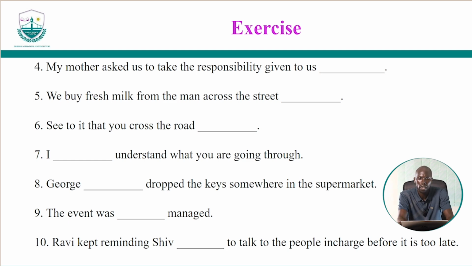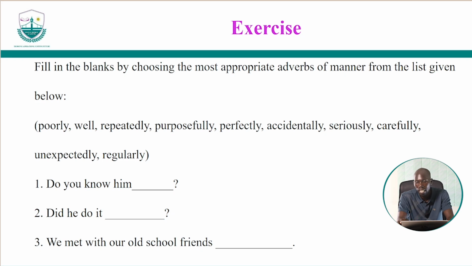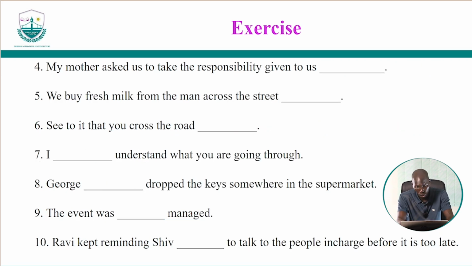And then number 5 says, we buy fresh milk from the man across the street, dash. Do you do it occasionally? Do you do it regularly? That is up to you. I'm not focusing on your possible answers. And then number 6 says, say to it that you cross the road dash. Do you cross the road accidentally? Do you cross the road purposefully? Do you cross it perfectly, seriously, carefully, regularly, poorly? That is a choice you should make.